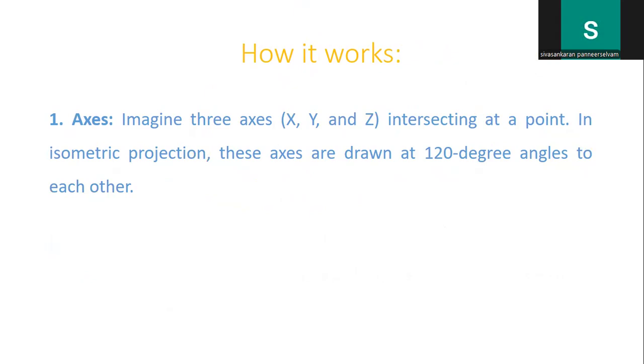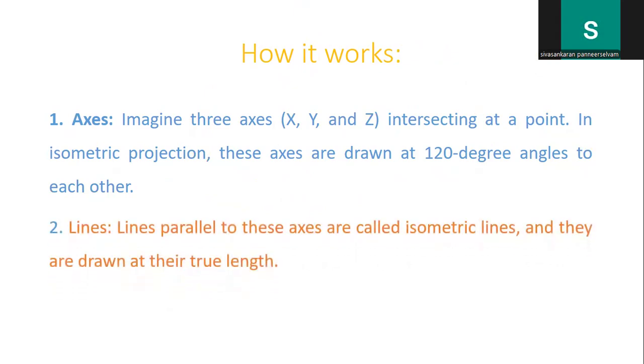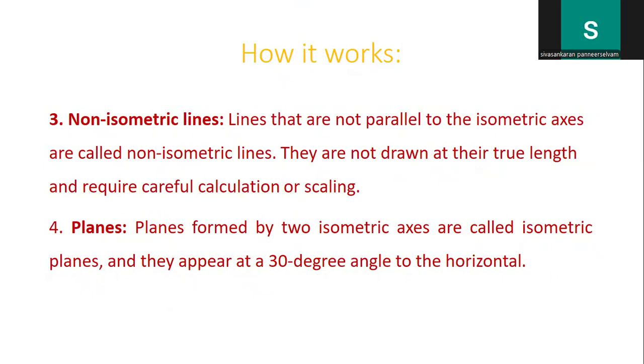How does isometric projection work? Let us see further information. The main thing to be defined for an isometric projection is the axis. Imagine there are three axes x, y, and z, intersecting at an angle of 120 degrees to each other. Next one is lines. The lines drawn parallel to the axes are called isometric lines. The lines which are not parallel to the axes are referred to as non-isometric lines.